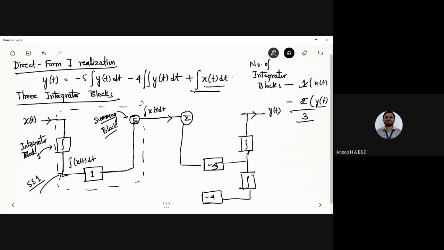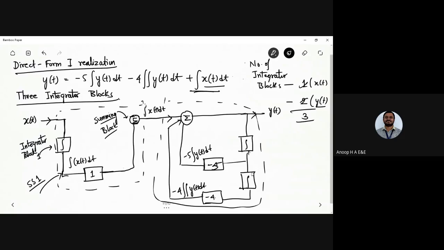So this summer will have those 2 blocks. Output of those 2 blocks, that is minus 5 integral y of t dt. Next, minus 4 integrating it twice, y of t dt. So that you are having it as the output there, that is y of t. So this function here will have the subsystem 2. This is subsystem 2. Okay, this is subsystem 1 and this one is subsystem 2.